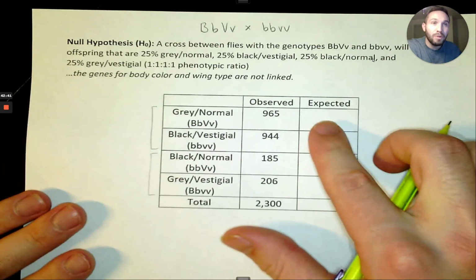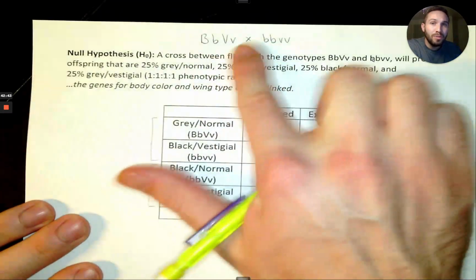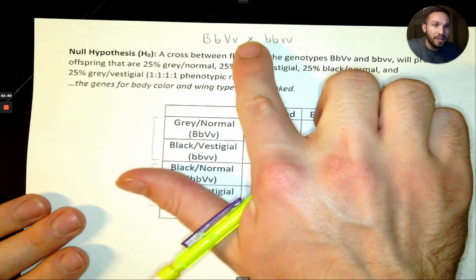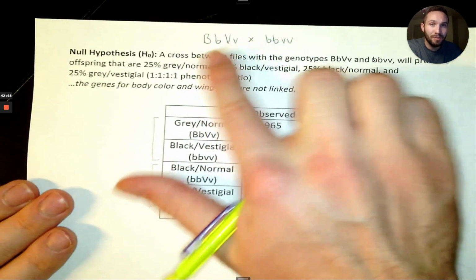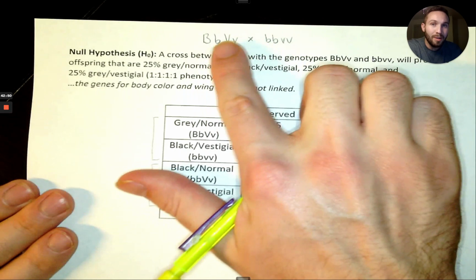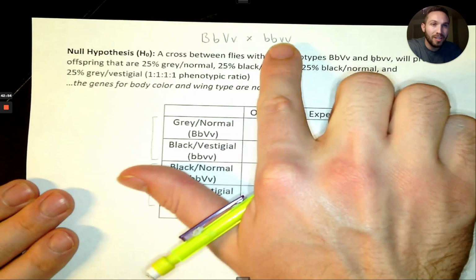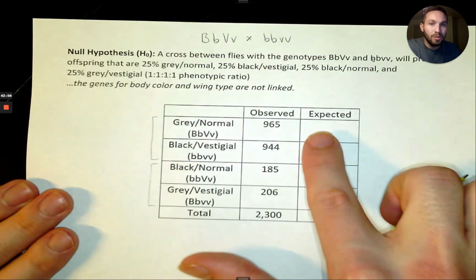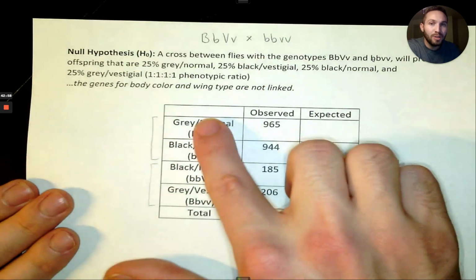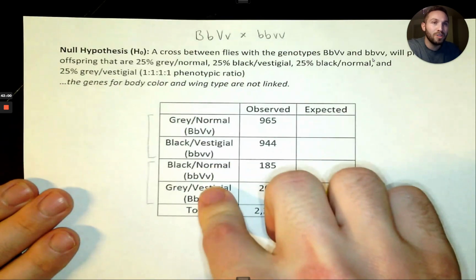But like I showed you earlier in the slides, when you do this cross and set it up, which I'm not going to set up again, so go look at the slides if you don't know how, you figure out there are 4 things that this parent could pass on and only 1 combination that this parent could pass on. Your expected outcome should be 25%, 25%, 25%, 25%.